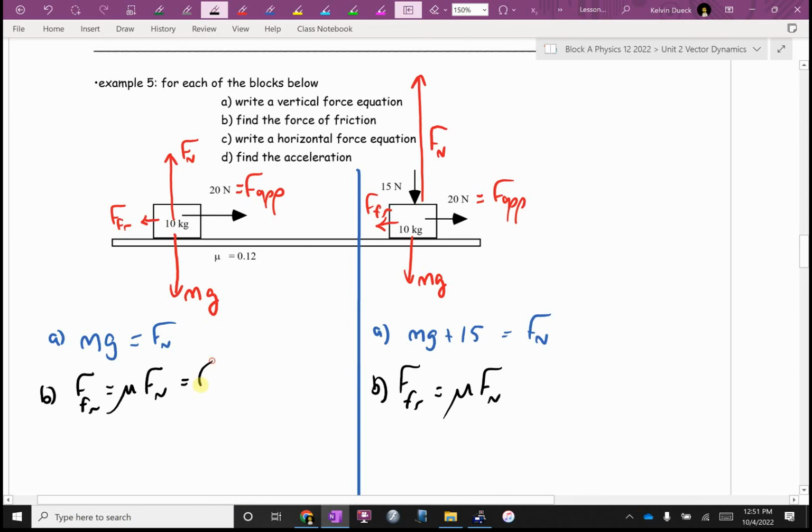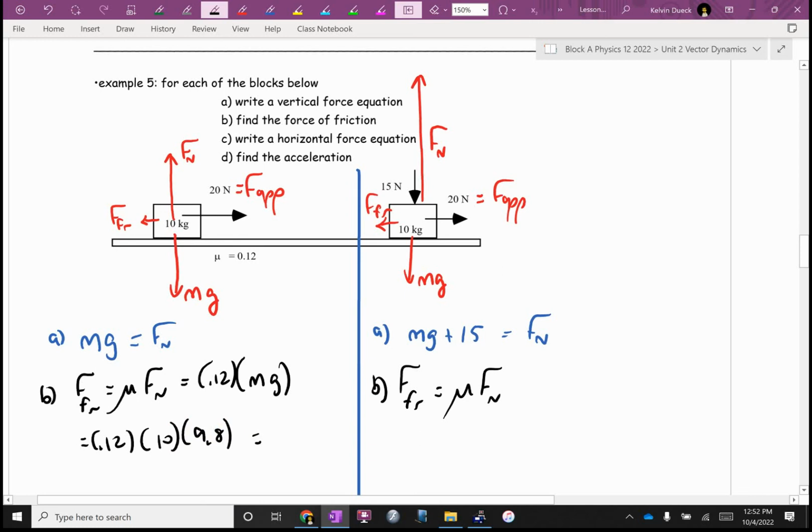So mu is 0.12. I don't know the normal force. Oh, but look. I know the force the same size as the normal force. And I've got to be careful. You'll never hear me say, oh, the normal force is mg. What you will hear me say is, in this situation, it's the same size as mg. And so what I can get away with is putting mg in its place to do the calculation. It's going to be 0.12 times 10 times 9.8.